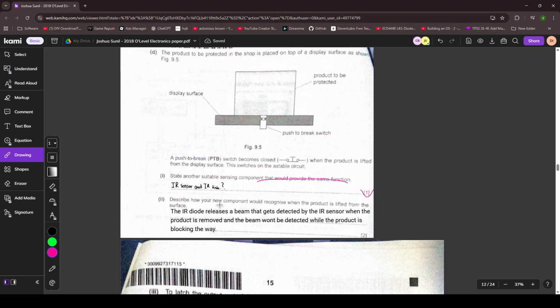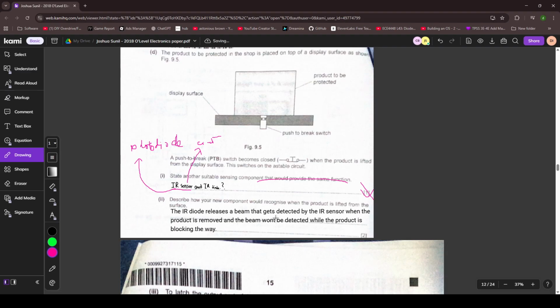Describe how your new component would recognize when the product is lifted from the surface. The IR diode releases a beam that gets detected by the IR sensor. Oh wait, IR sensor is not a component. What you're looking for is photodiode. IR sensor is not a component. So IR sensor probably means a circuit. That means this is wrong.